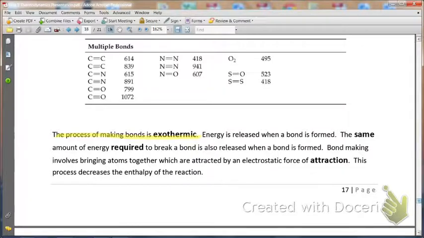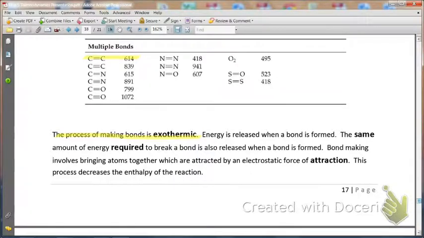The same amount of energy, and this is pretty important, the same amount of energy required to break a bond is also released when a bond is formed. So these values in the table above, for instance our carbon-carbon double bond, that energy is 614 kilojoules.